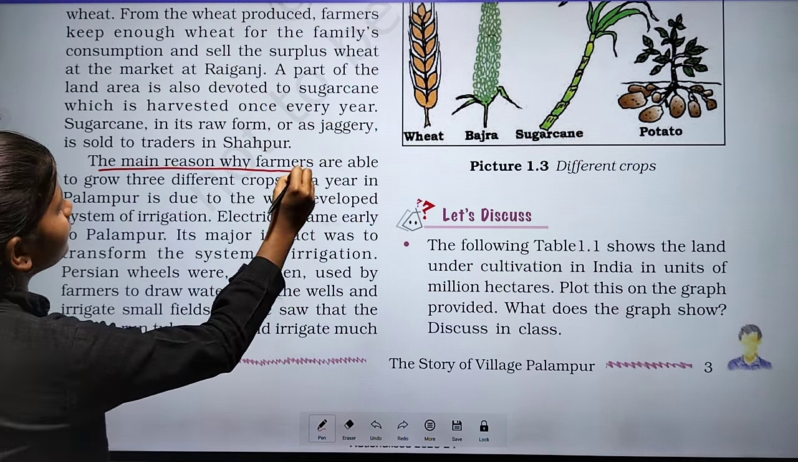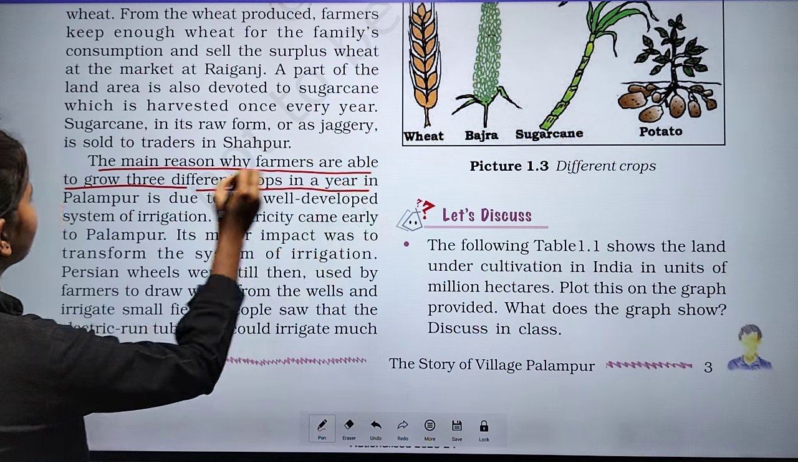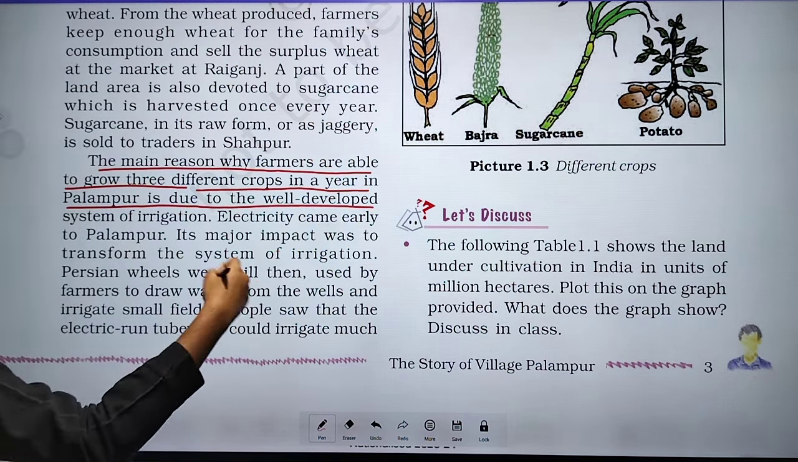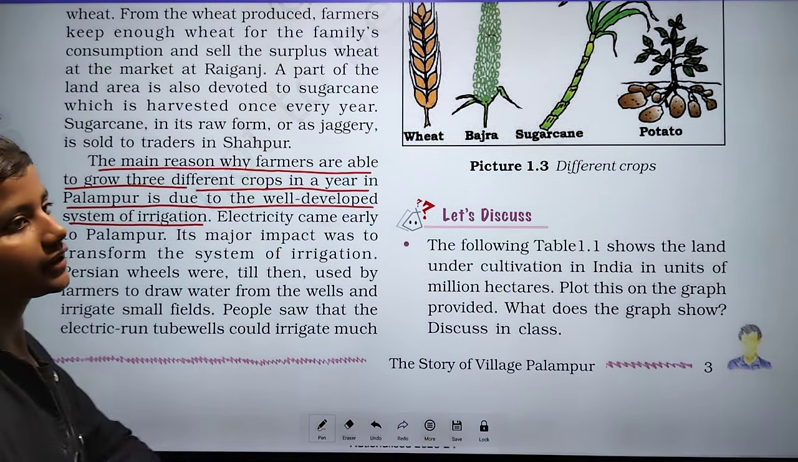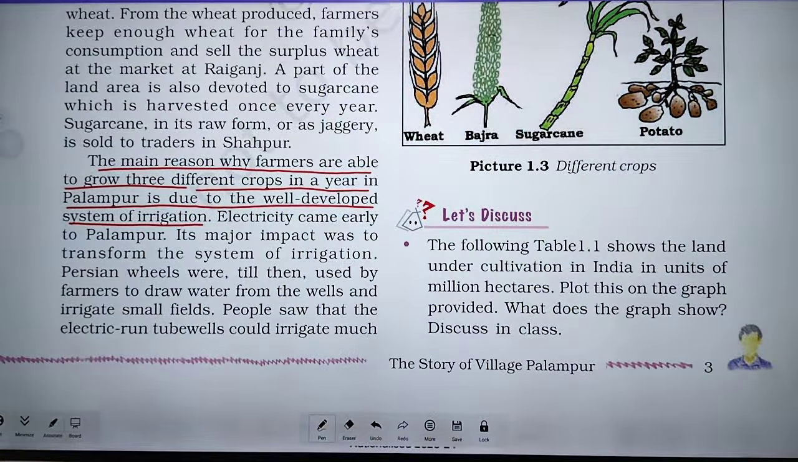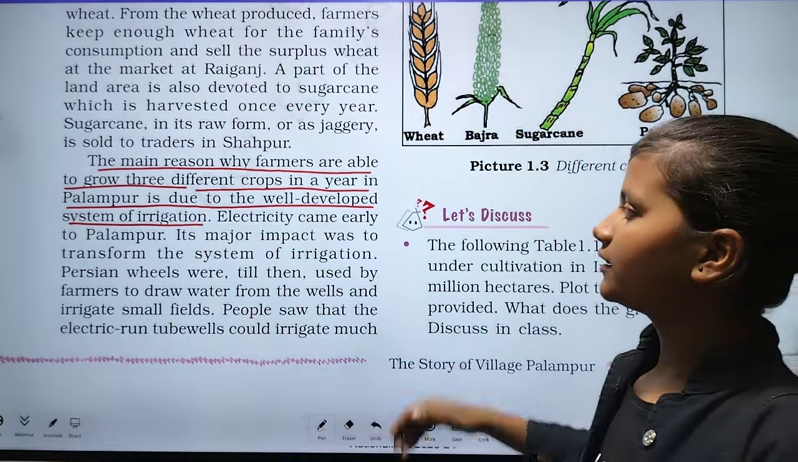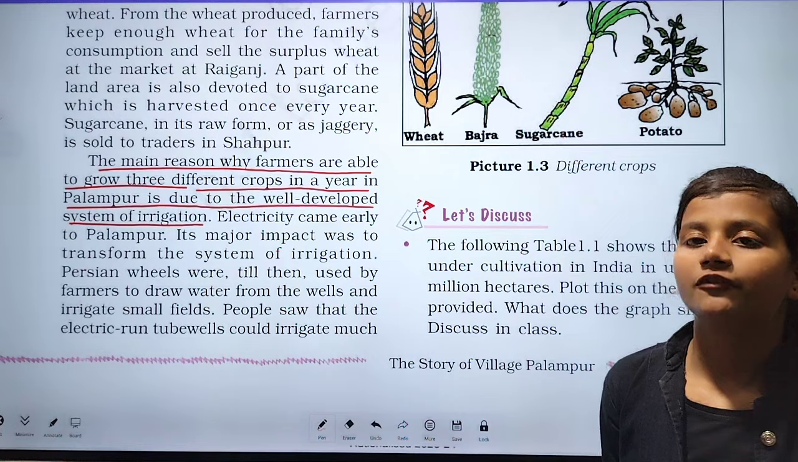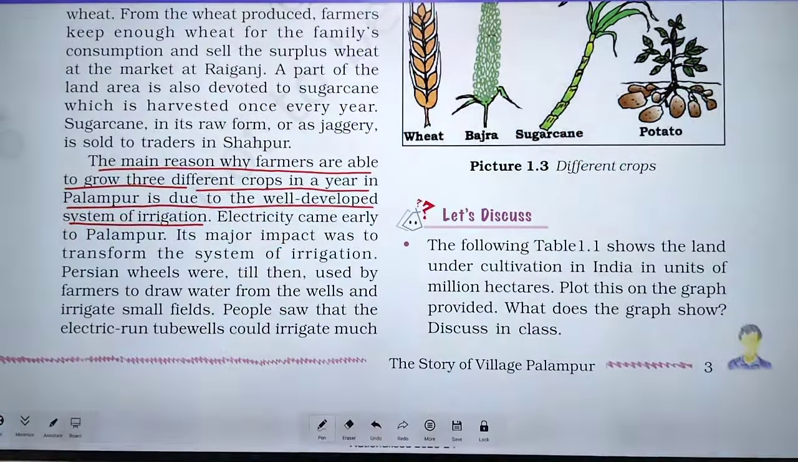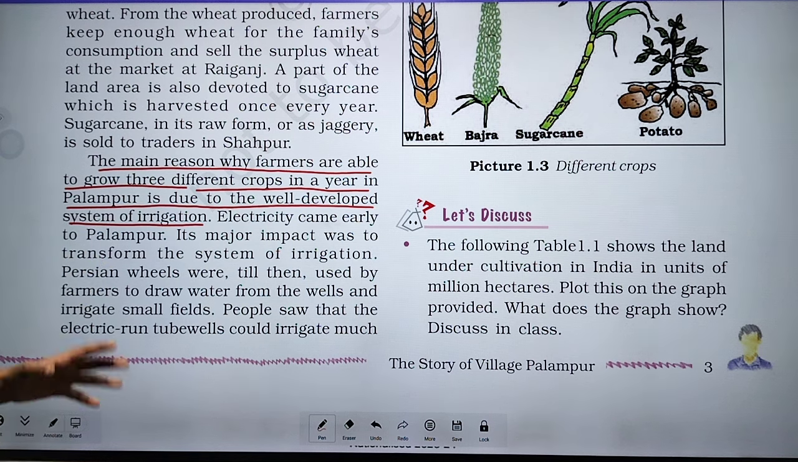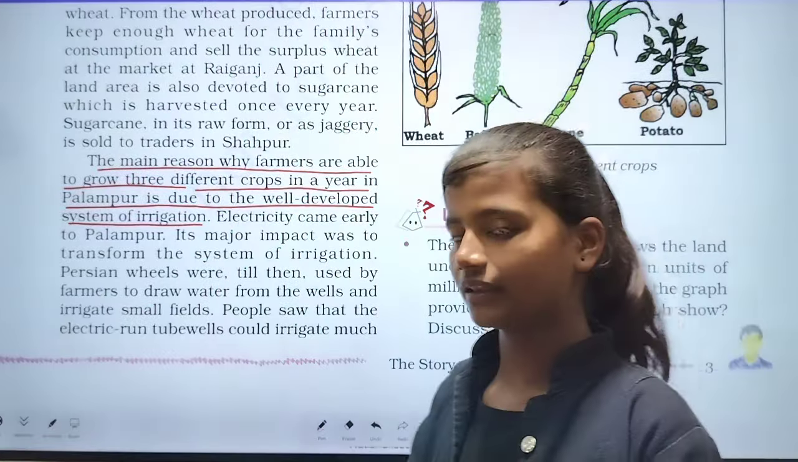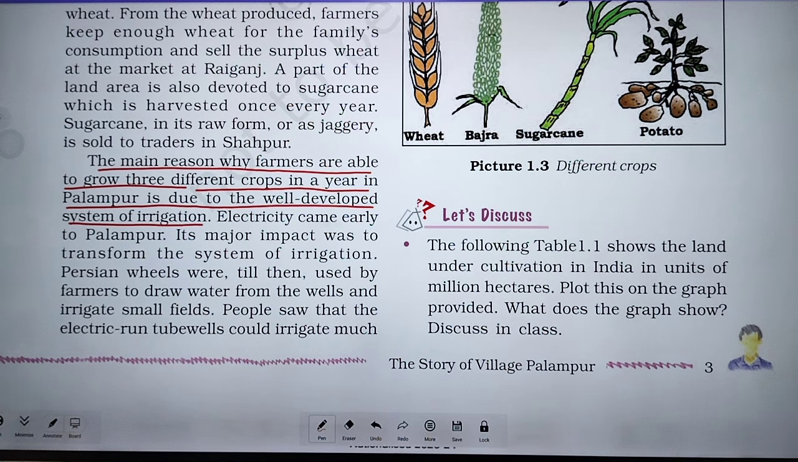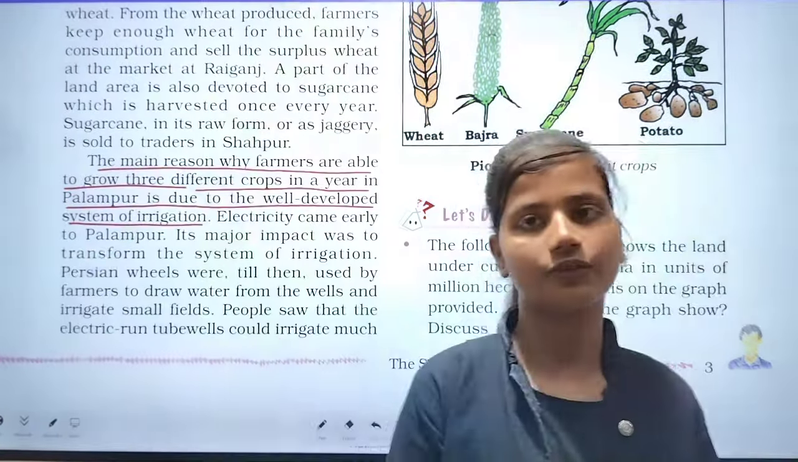And the main reason why farmers are able to grow three different crops in a year in Palampur is the well developed system of irrigation. It is only due to this well developed system of irrigation that these types of crops are grown in Palampur.